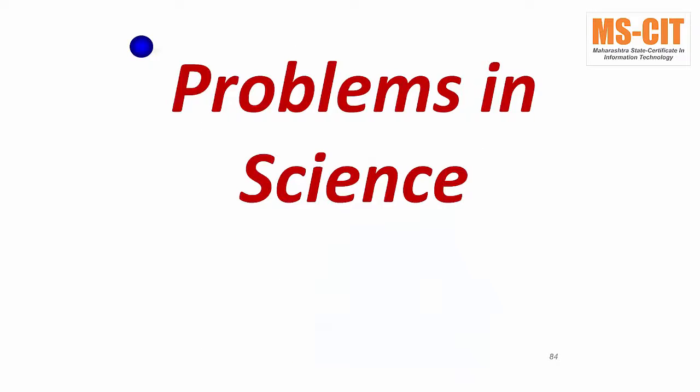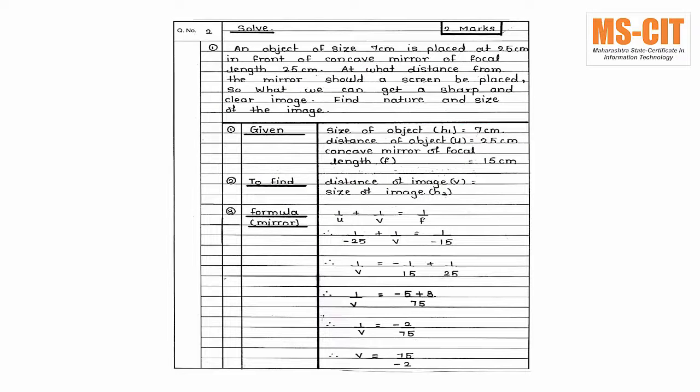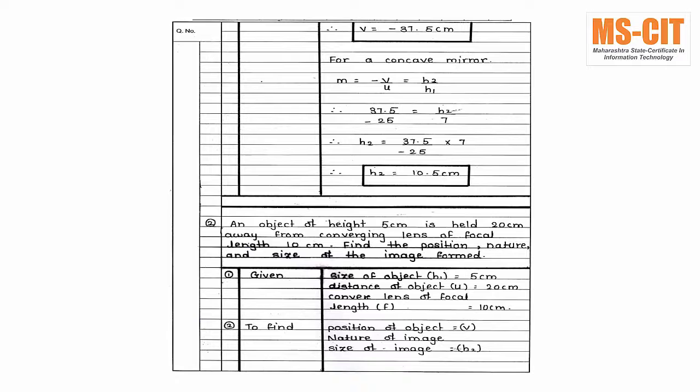In case of science problems or numericals, when you will solve any numerical, you must prepare or draw two separate columns. In the first column, only those words will be there: given, to find, formula, solution and final answer. In this way, you will solve it.